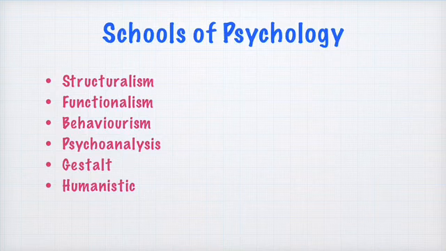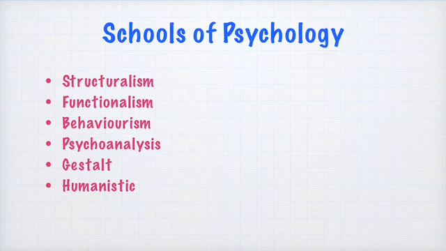Here is the list of major schools in psychology: Structuralism, Functionalism, Behaviorism, Psychoanalysis, Gestalt, and Humanistic. These are some of the major schools in psychology. And remember, a school is a group of people. Each of these schools has a group of people who share certain commonalities regarding their understanding of mental processes or behaviors, and who also share commonalities regarding how to study mental processes and behaviors.